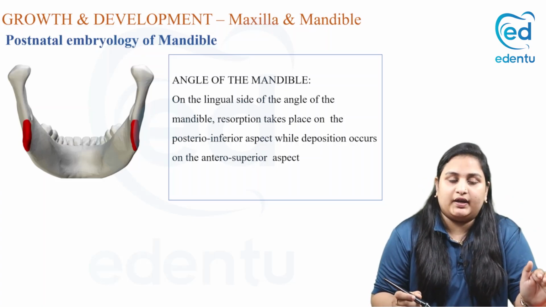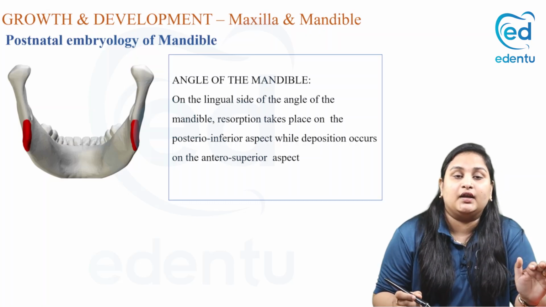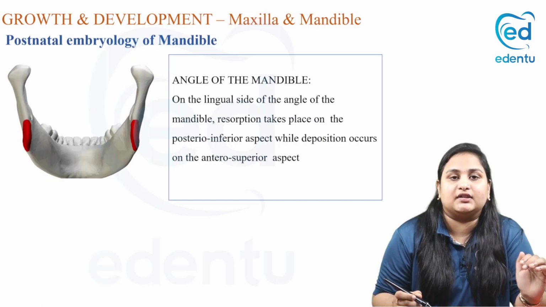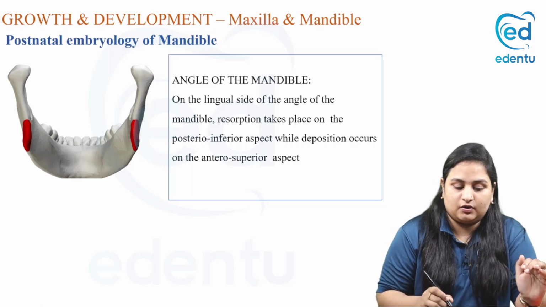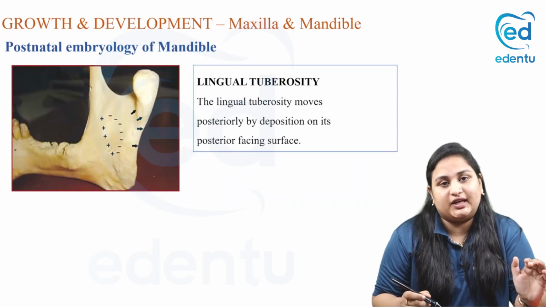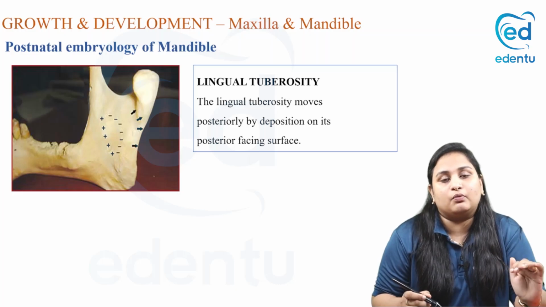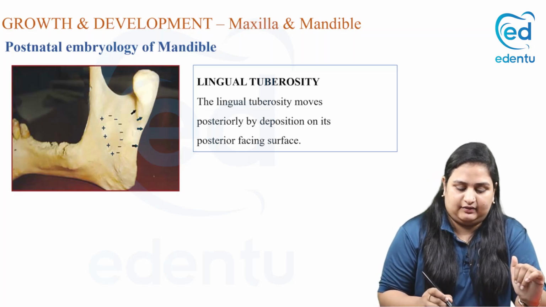So that's why there is a posterior inferior aspect of deposition noticed when considered in relation to the angle of the mandible. Moving on, let's focus on the lingual tuberosity. The lingual tuberosity tends to get thickened, or the growth is more pronounced posteriorly, facing the posterior surface.